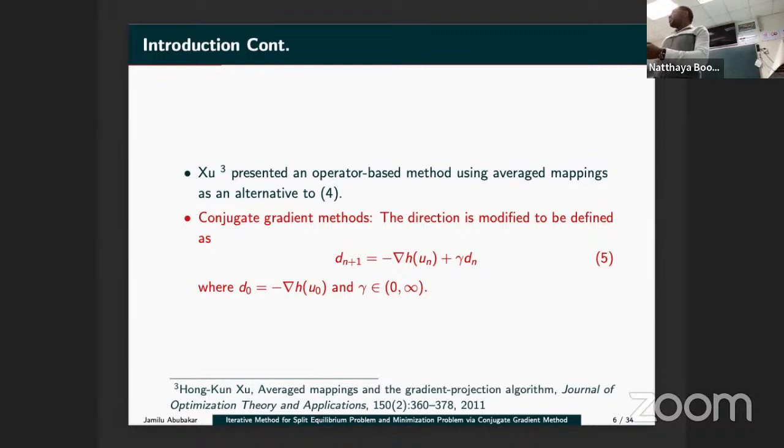acceleration process of the conjugate gradient method, and also the averaging technique, because this was introduced for optimization problems. So now we don't want to use the gradient of this function. We want to use some average mapping here.